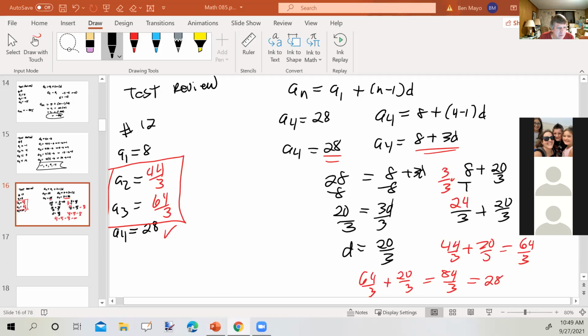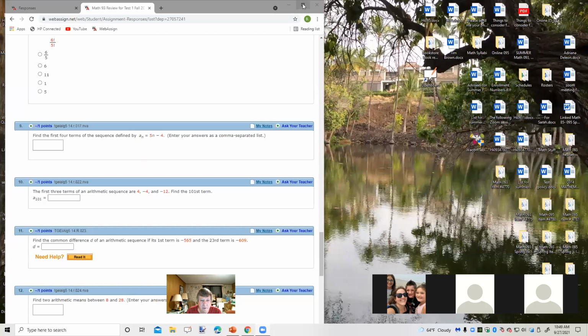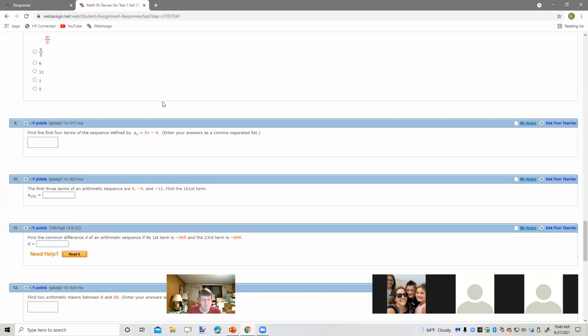I know you can't see what I'm doing. Hang on a minute, and I will open up that screen. So now you can see WebAssign, right? Yes. Okay.